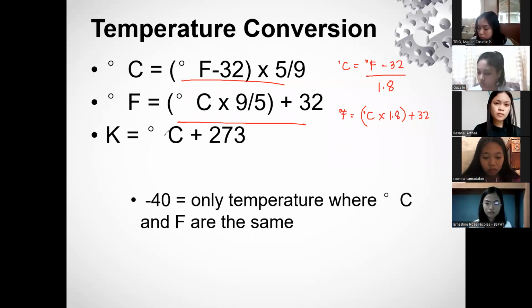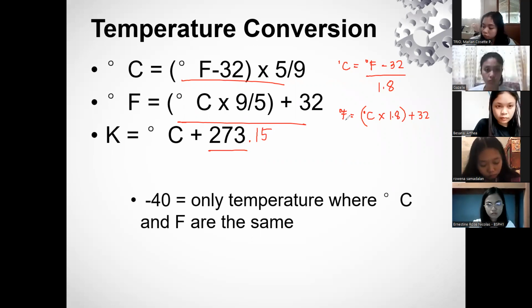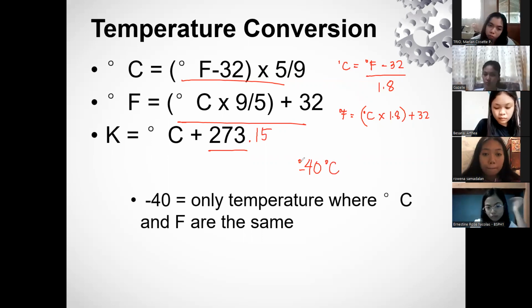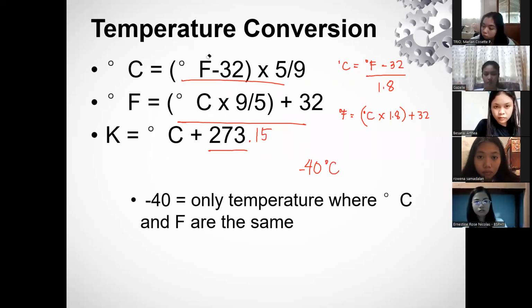And then if we want to convert degree Celsius to Kelvin, let's just add 273. There are references na para maging precise siya, nilalagyan nila ito ng 273.15. So this is just a trivia. At negative 40, this is the only temperature wherein the degree Celsius and the degree Fahrenheit are the same. So let me show you that one. Example, the temperature is negative 40 degrees Celsius.